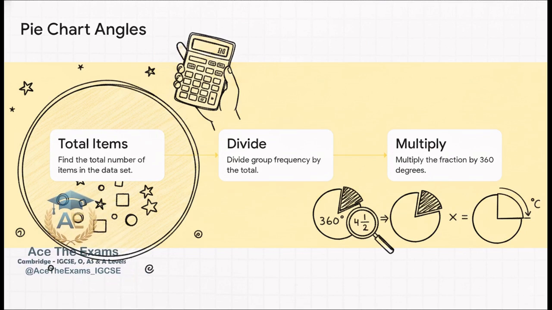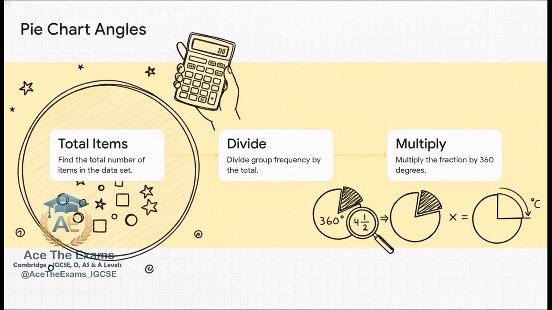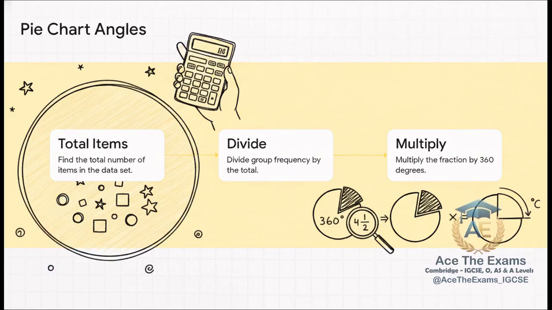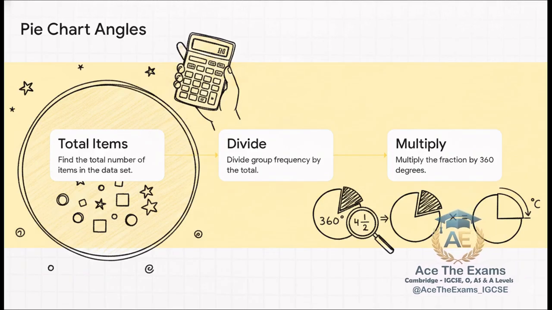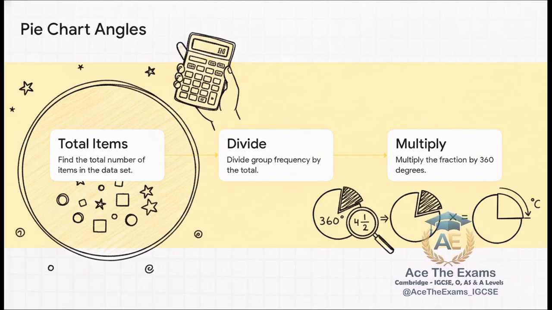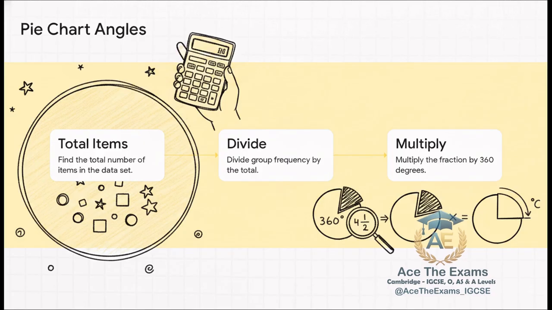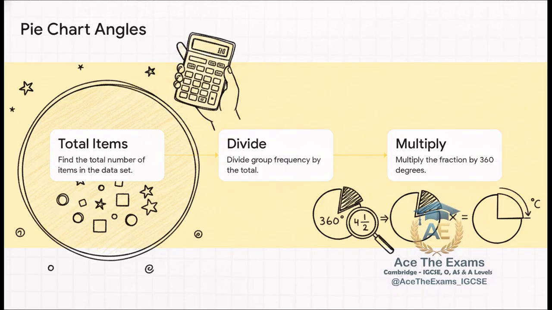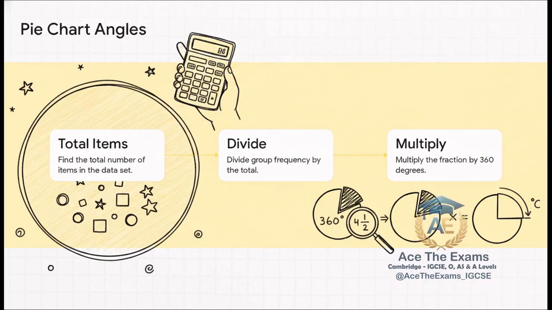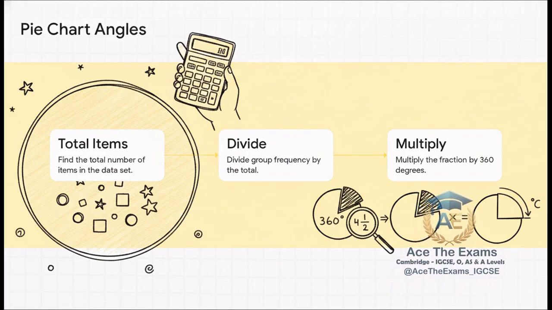To draw a pie chart perfectly, you can't just guess. Zero margin for error, remember? The angle of every single sector must be strictly proportional to its frequency. Here are your foolproof steps. Step 1, find the absolute total number of items in your entire data set. Step 2, divide your specific group's frequency by that total to get a fraction. And finally, Step 3, because a full circle is exactly 360 degrees, you multiply that fraction by 360.